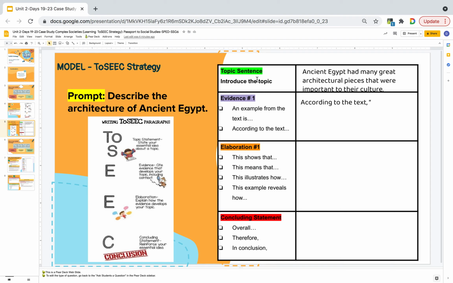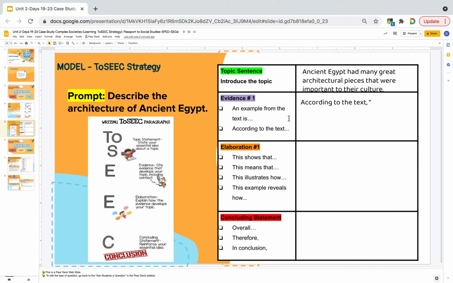The first thing we need to do is introduce the topic with a topic sentence or statement. The prompt says, describe the architecture of ancient Egypt. Here, I've started my answer by writing, ancient Egypt had many great architectural pieces that were important to their culture.